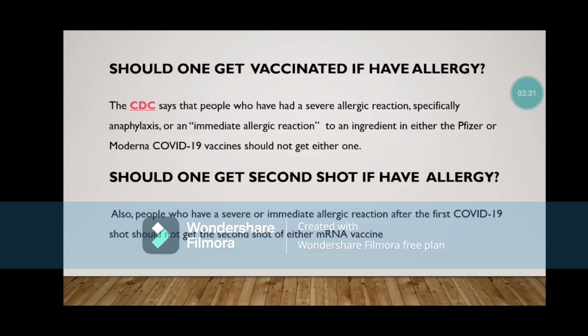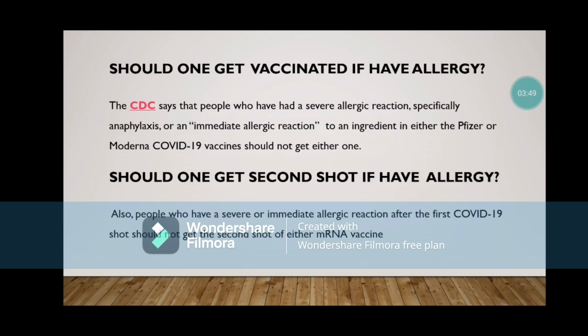Number 10. Should one get vaccinated if they have an allergy? The CDC says that people who have had a severe allergic reaction, specifically anaphylaxis or an immediate allergic reaction, to an ingredient in either the Pfizer or Moderna COVID-19 vaccines should not get either one.